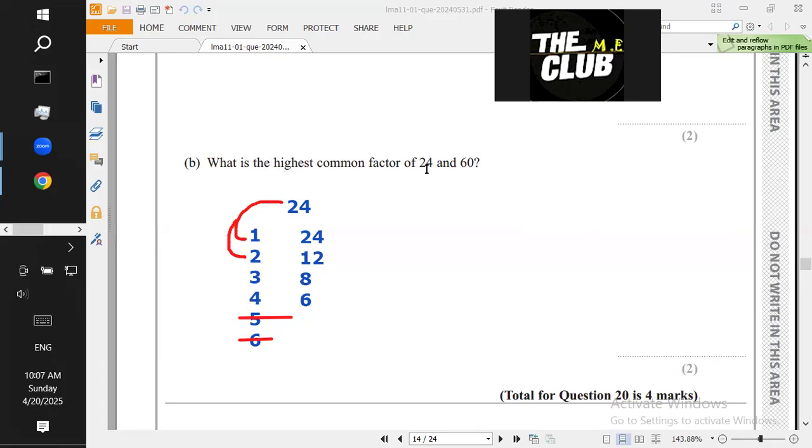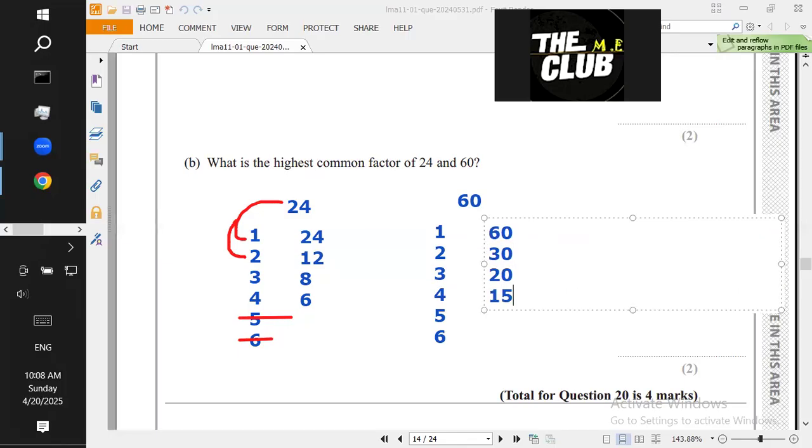I'm going to do the same steps with 60. So same idea, 60 here. Now, 60, same idea. I'm going to write the first factors: 1, 2, 3, 4, 5, 6. So 60 comes from multiplying 1 by 60, like this. Or you can divide 60 by 1, it will give you the answer. 60 by 2 is going to give you 30, like this. Or 2 times 30 is 60, same idea. 3 times 20, 4 times 15, 5 times 12, and 6 times 10.